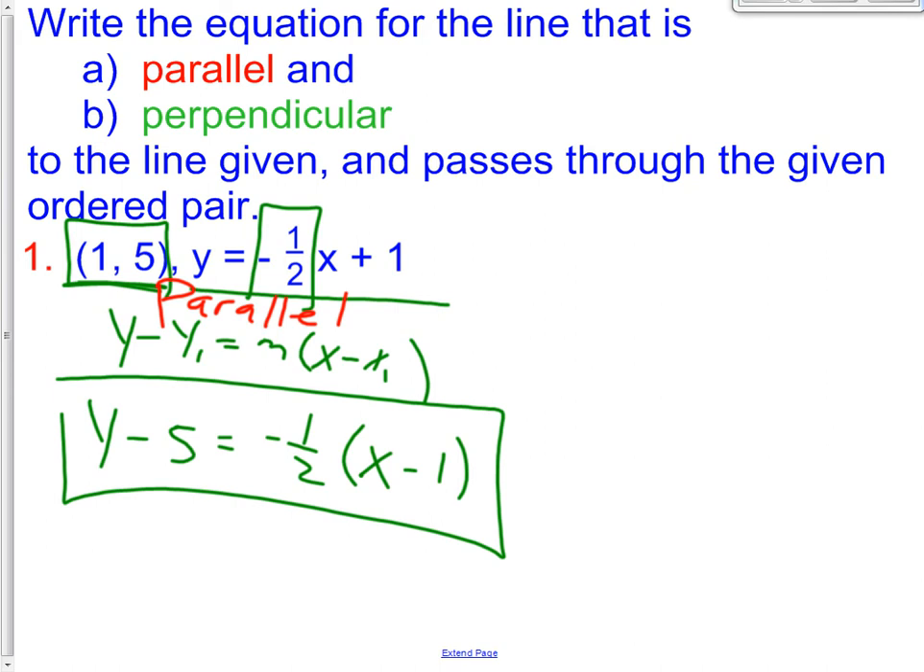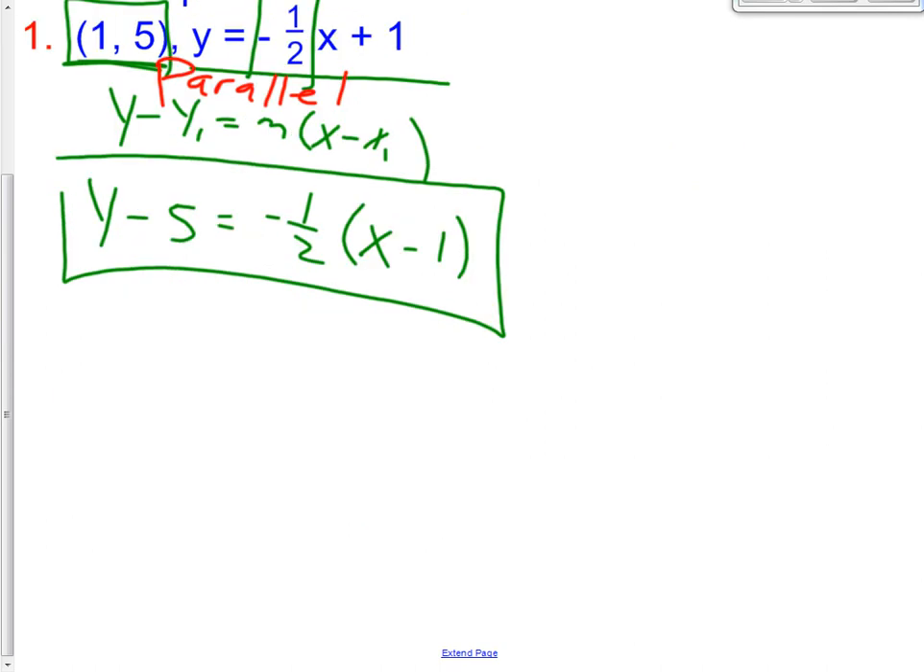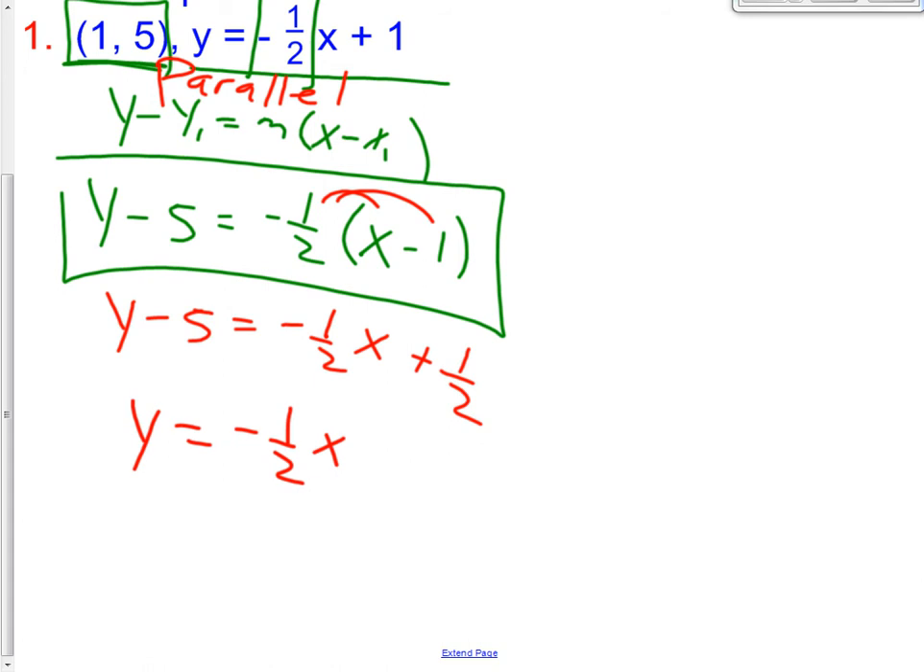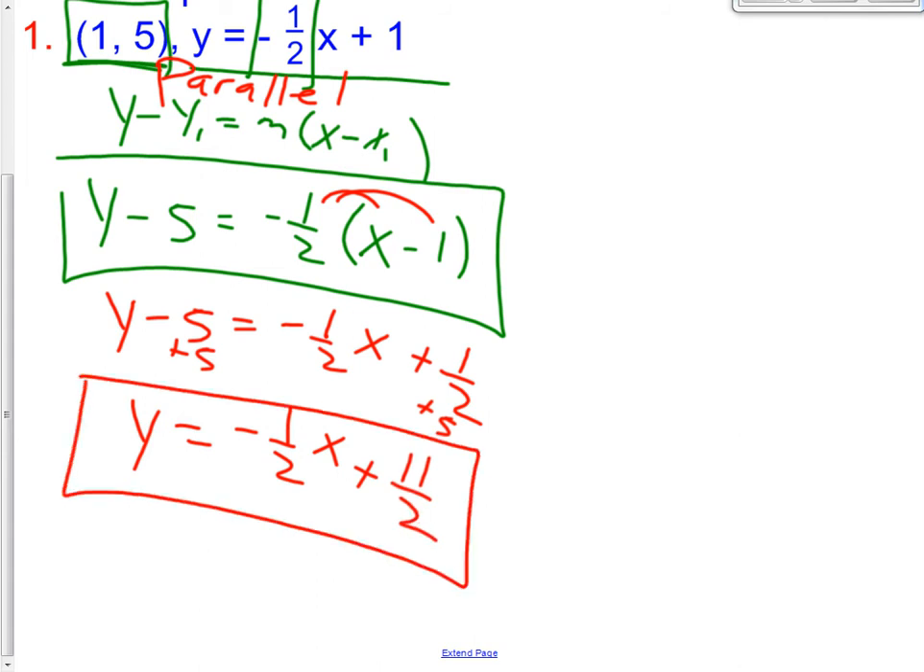So now let's get our second answer, and that's in slope-intercept form. Let's distribute this negative 1/2. So y minus 5 equals a negative half x plus 1/2, because a negative 1 times a negative 1/2 is a positive 1/2. Let's add our 5. So y equals a negative 1/2 x plus, 1/2 plus 5 is 5.5, which is the same thing as 11/2. There is answer number 2 in slope-intercept form.